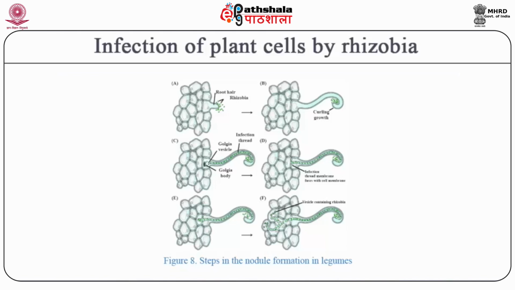The cell wall of the root hair degrades in these regions, allowing the bacterial cells direct access to the plant plasma membrane. The plasma membrane then invaginates and fuses with Golgi-derived membrane vesicles to form an infection thread at the site of infection. In figure part B, we see the generation of nodule primordia.